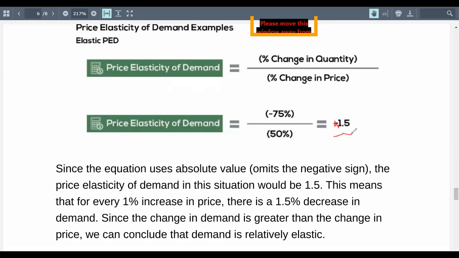So we have 1.5, which means it's greater than 1, which means that a change in price has a significant change in quantity demanded. A significant change in quantity demanded means that the demand is relatively elastic. So this is how we calculate PED. We're going to be looking at more examples and figures later to see how it works.